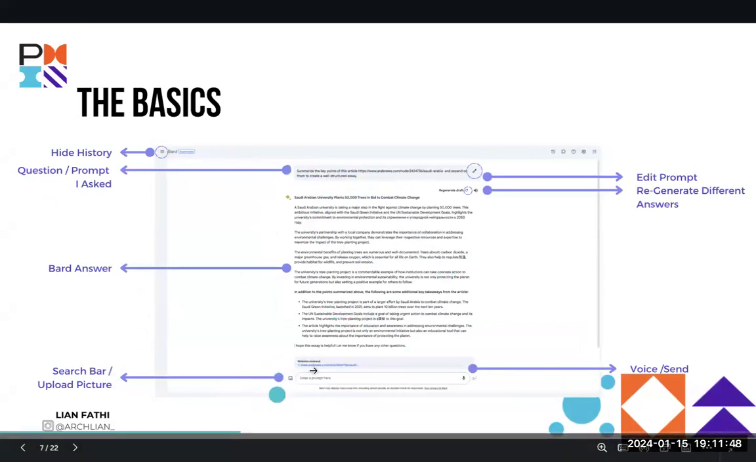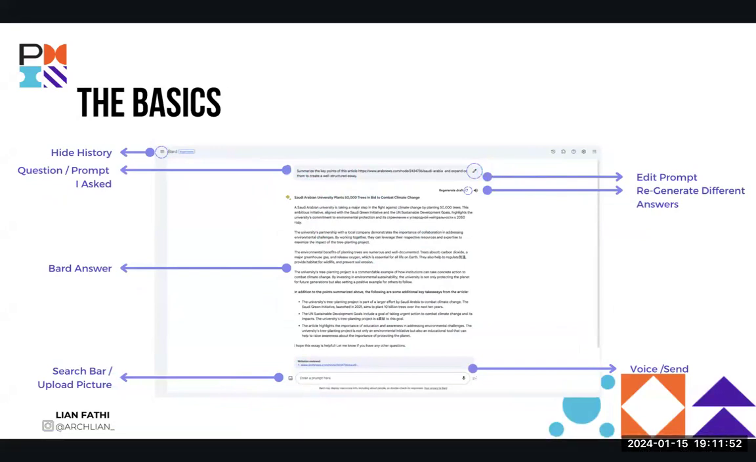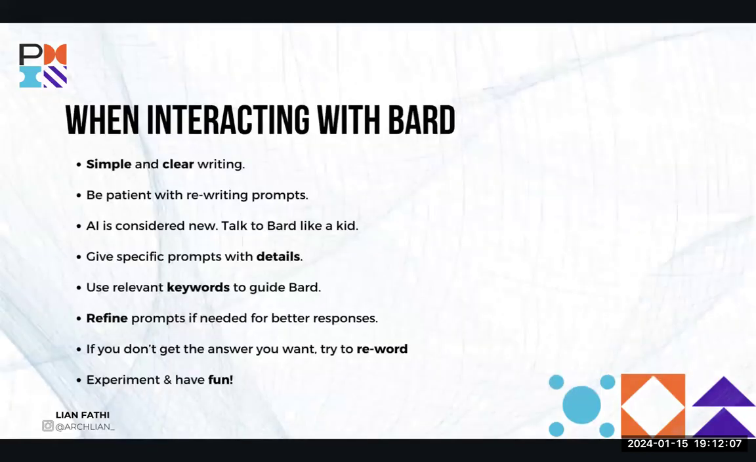And this is also where you can go back and edit your prompt. Let's say you asked a question and then you forgot to add something to it. You can just click on this pencil tool and edit it. Or you can just tell it, no, you know what, I don't like this answer, so let's regenerate.